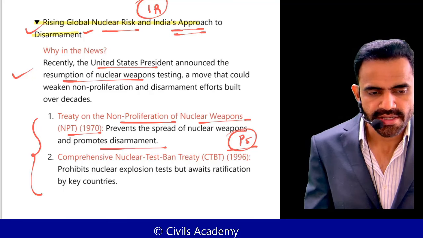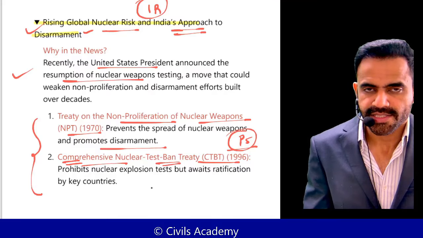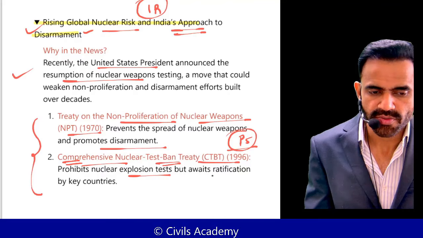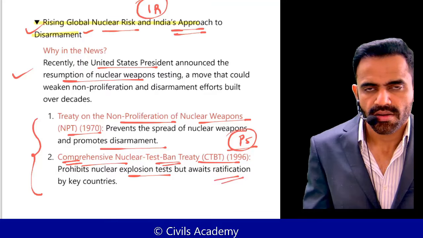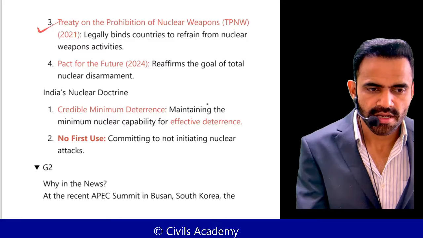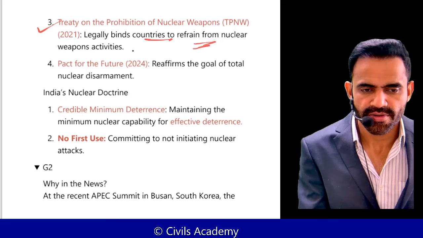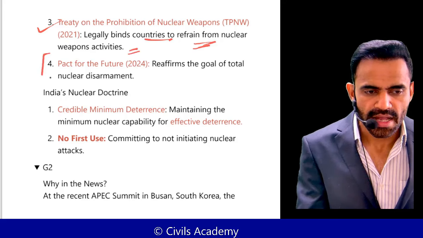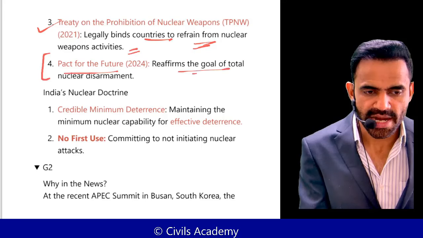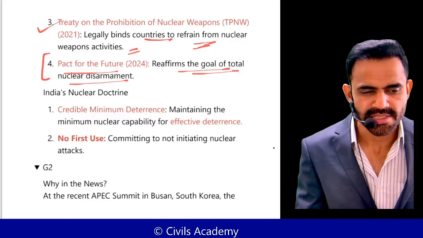Then there is the CTBT, that is the Comprehensive Nuclear Test Ban Treaty. As the name suggests, it is comprehensive. That simply means it bans tests below the surface and above the surface. It prohibits nuclear explosion tests, but it has not been ratified by key countries. Then there is the Treaty on the Prohibition of Nuclear Weapons, again a legally binding treaty to refrain from nuclear weapon activities. This one is important. This can be asked. And the Pact for the Future reaffirms the goal of total nuclear disarmament. So just remember this. The rest of everything is quite common.